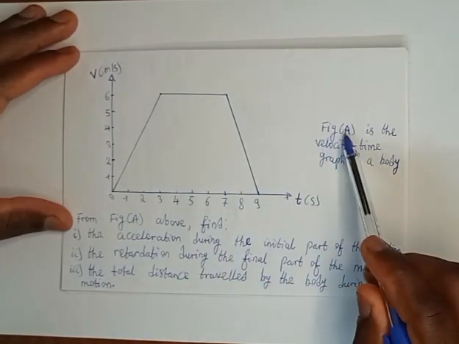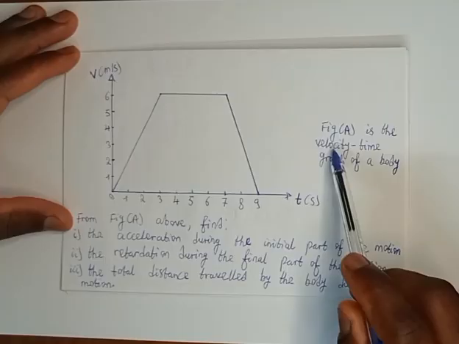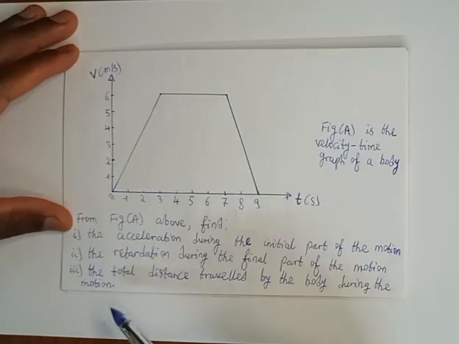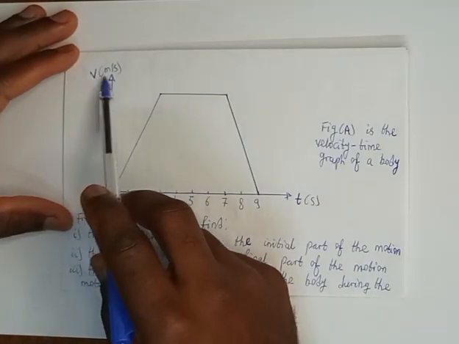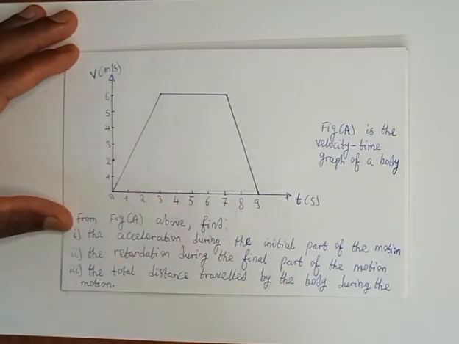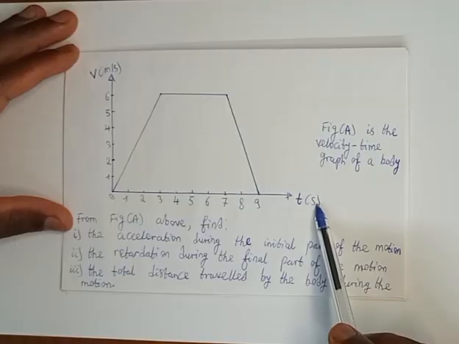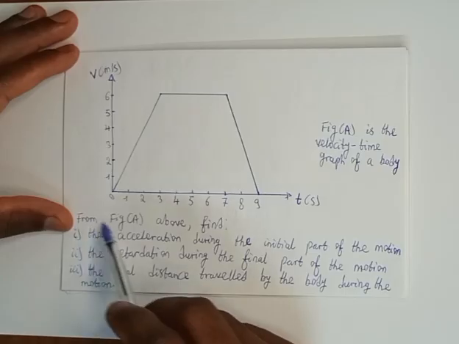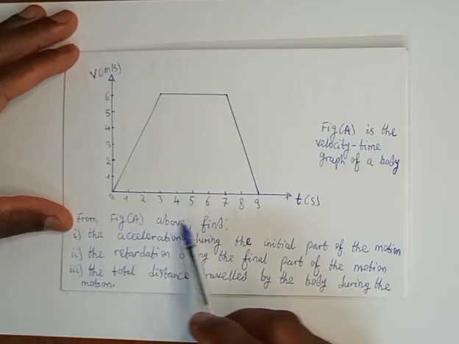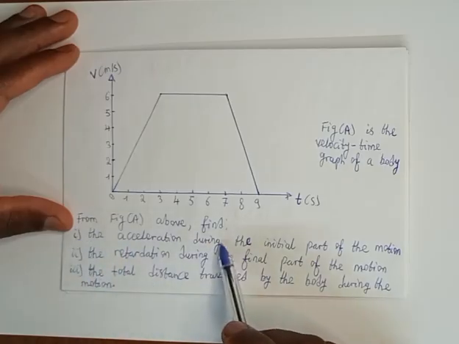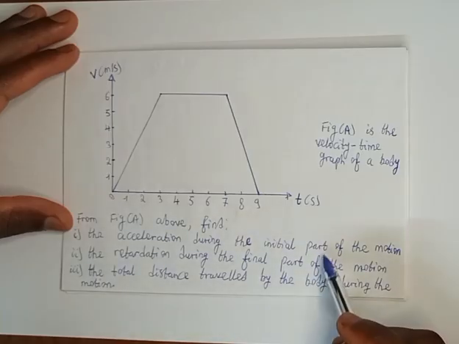We have a figure. A is the velocity time graph of a body. You can see the vertical axis carries the velocity, which is measured in meters per second. The horizontal axis carries the time, which is measured in seconds. From figure A above, find question I, the acceleration during the initial part of the motion.